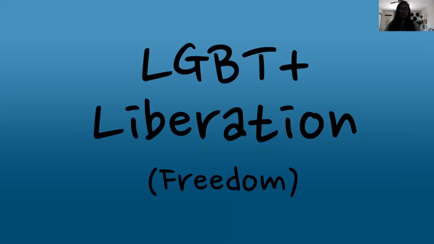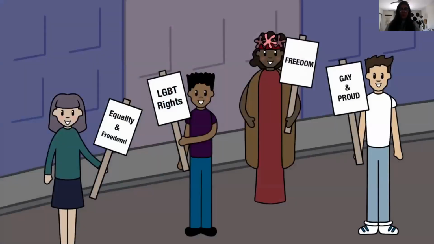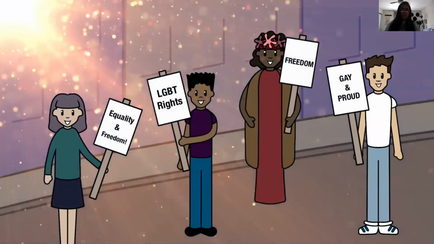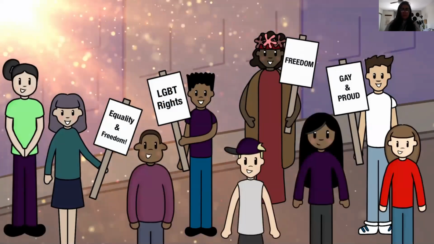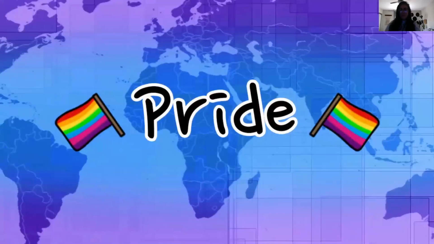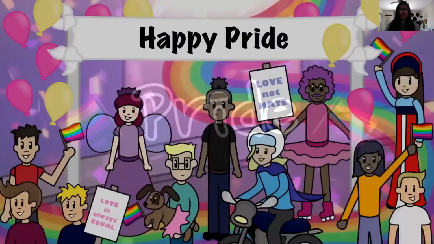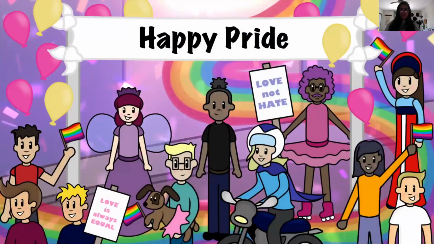This event helped pave the way for LGBT plus liberation. Liberation meaning freedom. Exactly 1 year later, a march was organized to remember what had taken place and how the LGBT plus community had stood up to inequality. Every year, this parade grew and grew and has now become what we know as Pride. And in fact, now takes place on many days and places throughout the world. It is a day to celebrate freedom and equality for the LGBT plus community, and everyone is invited.